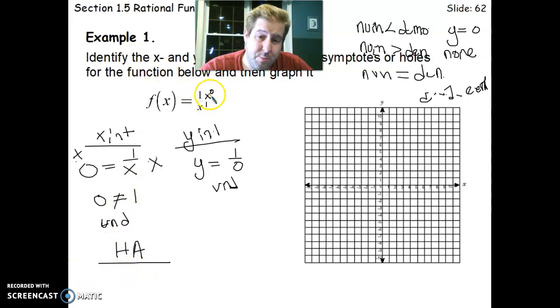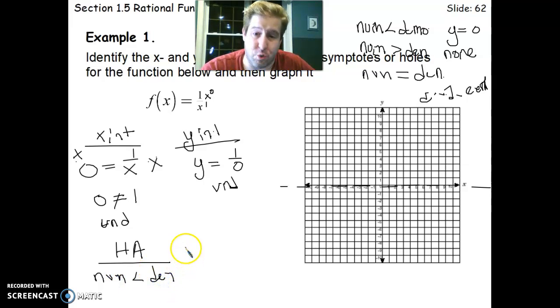So this is when the numerator's degree is less than the denominator's degree, so that means it's always going to be y equals 0. Now, the degree just means the exponent. 0 is less than 1.